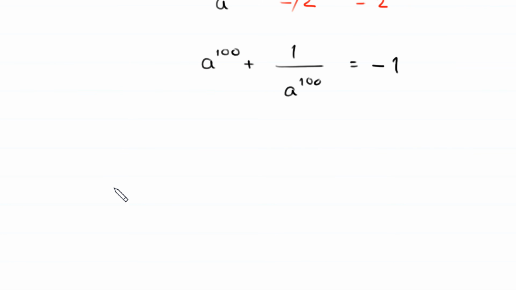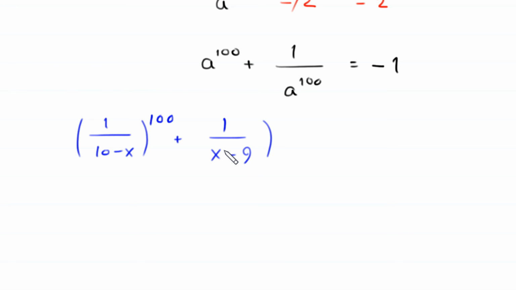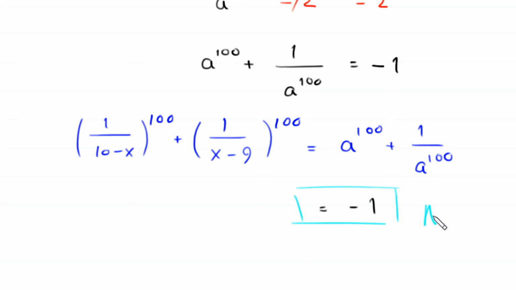Since the required expression 1 over 10 minus x whole to the power 100 plus 1 over x minus 9 whole to the power 100 is equal to this expression a to the power 100 plus 1 over a to the power 100, the value of this expression is equal to negative 1. This is the final answer of this problem.